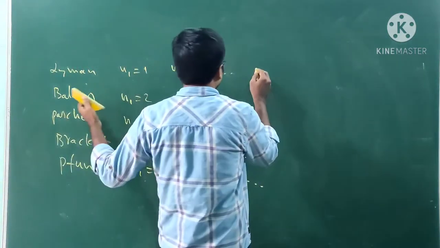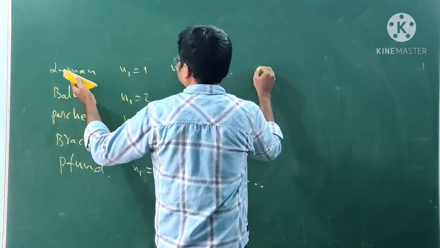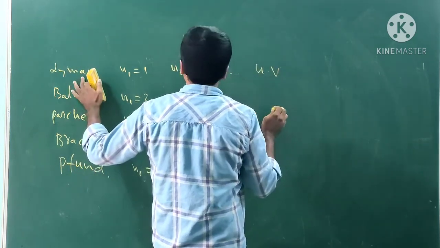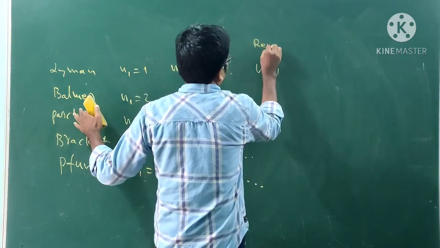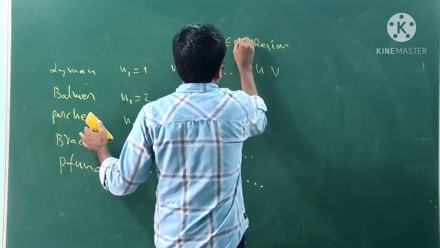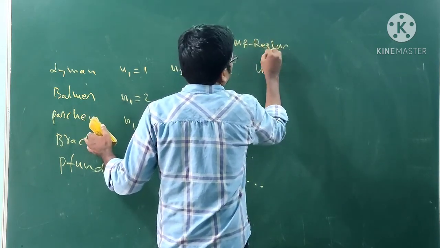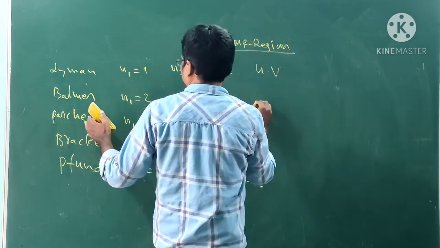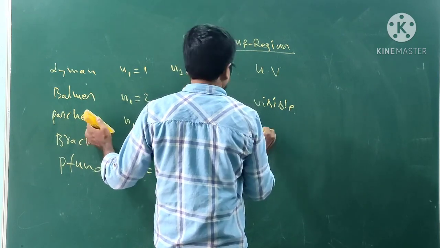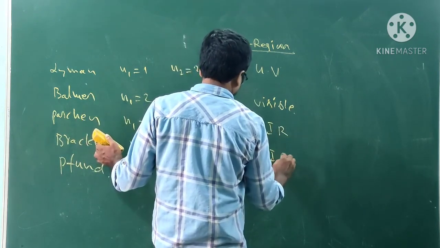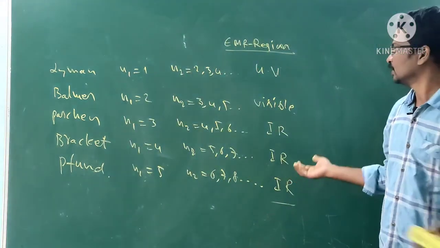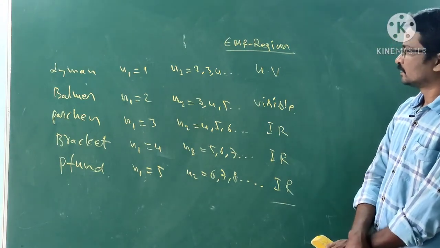Next, the electromagnetic region. Lyman explained his lines in the UV region, using UV light. Balmer took visible radiation. Paschen used IR radiation. Brackett also took IR. The remaining scientists explained their practicals by taking these regions.